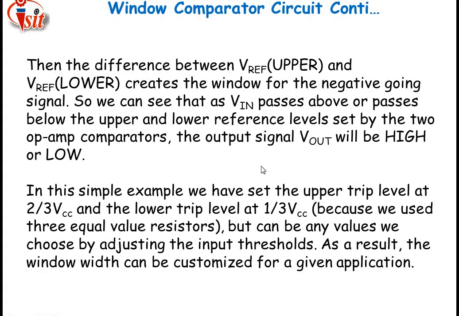In this simple example, we have set the upper trip level at 2/3 VCC and the lower trip level at 1/3 VCC, because we used three equal value resistors. That is, R1 is equal to R2 is equal to R3 is equal to R. For that purpose, we have considered the upper trip level as 2/3 VCC and the lower trip level as 1/3 VCC. But it can be any value we choose by adjusting the input threshold. As a result, the window width can be customized for a given application.